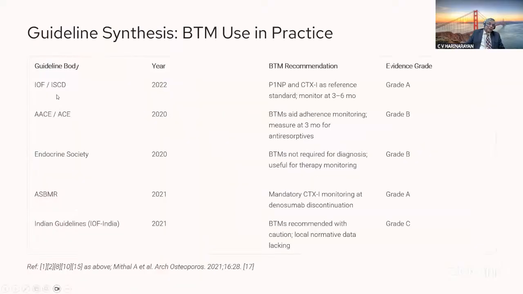All the associations, the International Osteoporosis Foundation, American Association of Clinical Endocrinology, Endocrine Society, and Indian guidelines follow the International Osteoporosis Foundation. The bone turnover markers are recommended with caution where local normative data is lacking. We don't have normative data, but it always helps when the reference range is given at baseline. Before starting therapy, you do it and then later you follow, then it is useful.